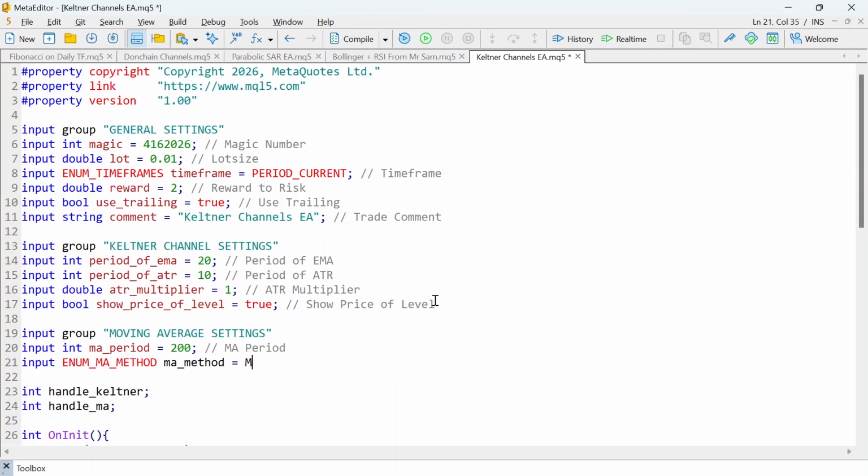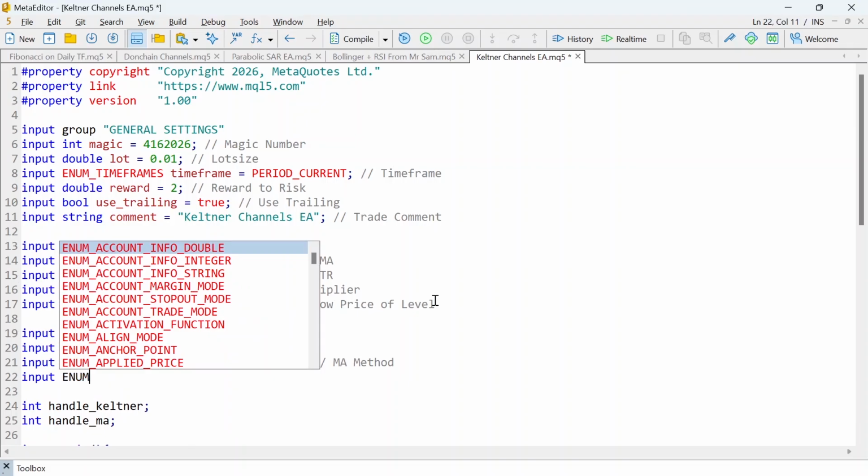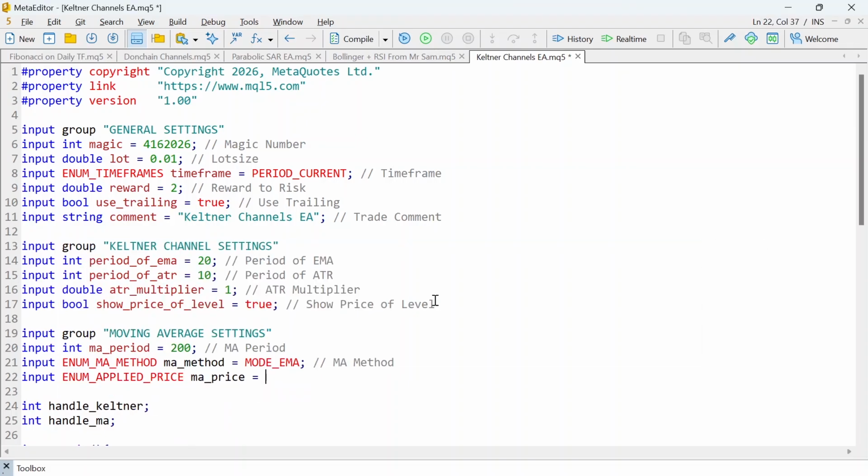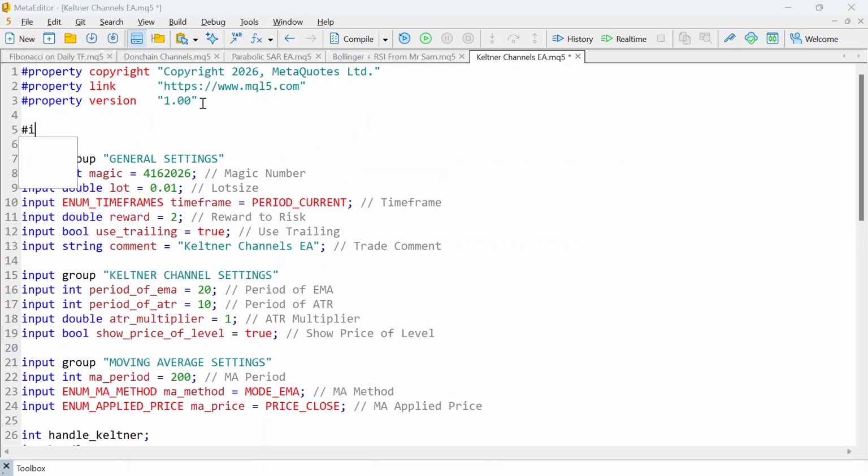So this will be exponential, and for the price, apply price. Any price. This will be price close. So before I go ahead, I would like to add these include files from trade class.